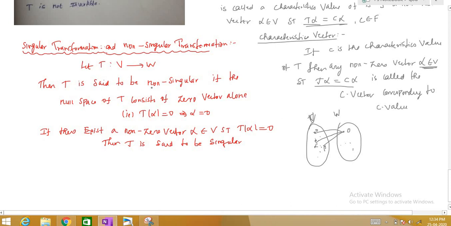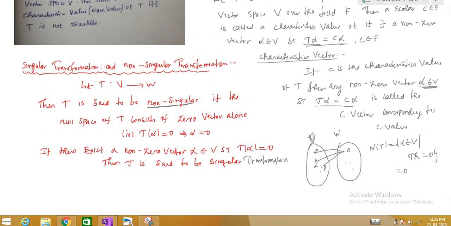So T is said to be non-singular if the null space of T consists of the 0 vector alone. You know what the null space of T is, right? The null space of T is the set of all vectors in V that are mapped to 0, so the set of all x in V such that Tx is equal to 0. If this contains only the 0 vector, that means 0 is only mapped to 0, then that transformation is called a non-singular transformation. And suppose there exists a non-zero vector, let us say alpha, that is also mapped to 0, that is T of alpha is equal to 0, then T is said to be a singular transformation, right? So with these three definitions, we are ready to prove our theorem.